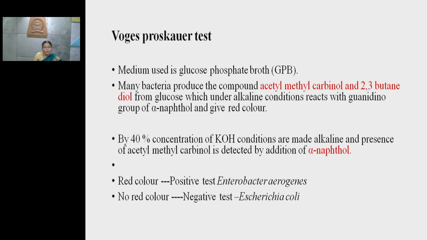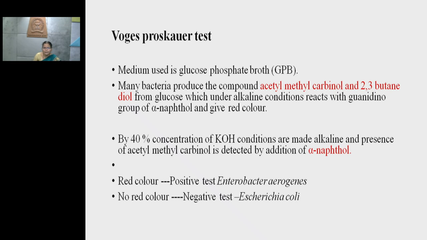Okay, so after inoculation of the organism and incubation, this Voges-Proskauer test is performed by addition of 40% KOH, that is potassium hydroxide, and the conditions are made alkaline, and the presence of acetylmethylcarbinol is detected by addition of alpha naphthol.